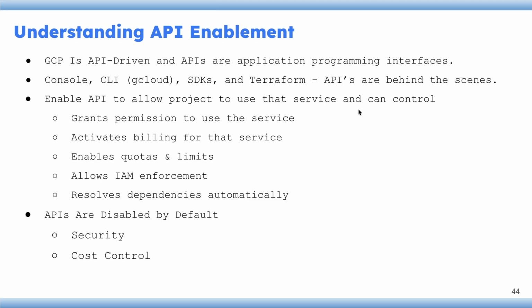The next one is cost control. This is mainly in order to avoid any accidental billing. The third one is governance. This gives a clear audit trail of which services a project uses, and makes compliance and cost reviews easier. So these are the three reasons why APIs are disabled by default.